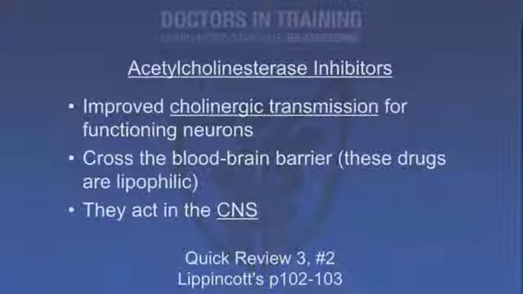Next, what are some characteristics of acetylcholinesterase inhibitors? These things are inhibiting the inhibitors, so they're stopping that breakdown of acetylcholine in that synaptic cleft. So you're going to get improved cholinergic transmission for functioning neurons. So if the acetylcholinesterases can't slice up your acetylcholine, then you're going to have more acetylcholine available. Now, they can cross the blood-brain barrier because they are lipophilic, and then they will act in the CNS.